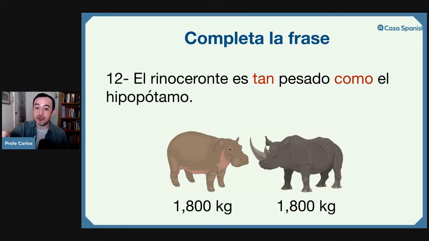So I put you this because yes, that como tends to be forgotten because when we are using comparatives, whether it's superiority or inferiority, we're always using that que. It comes all the time. But sometimes we forget that we also have that como for equality. El rinoceronte es tan pesado como el hipopótamo. So, well done. Moving on, let's see.